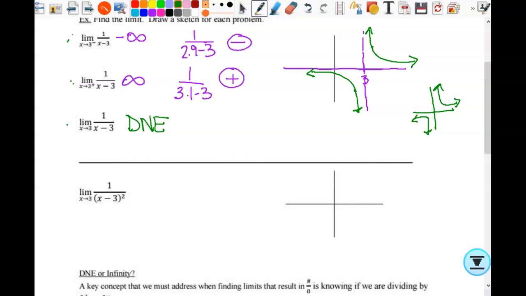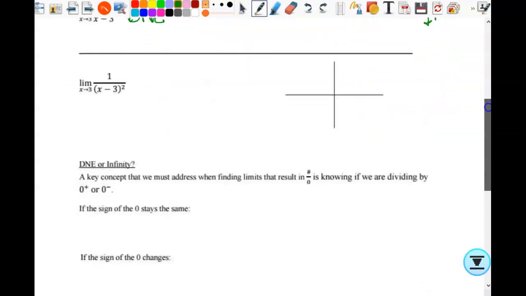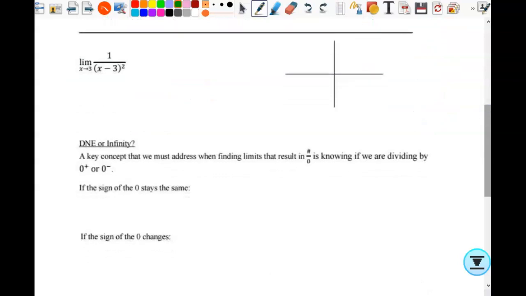Okay, so let's look at this next one. Do we have an asymptote here? Where's our asymptote? At 3. It's in the same place, right? So we have an asymptote at 3. Where's my horizontal asymptote? Y equals 0 again, right? Because it's still bottom heavy.